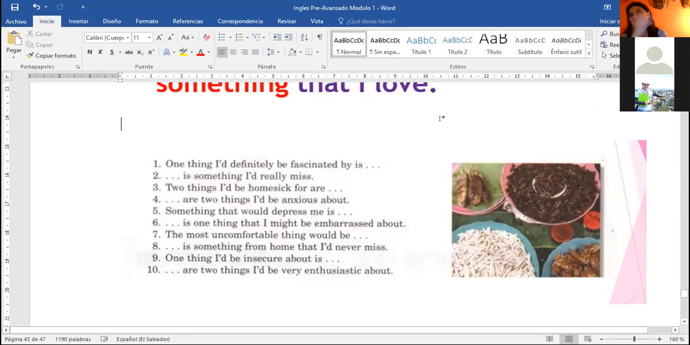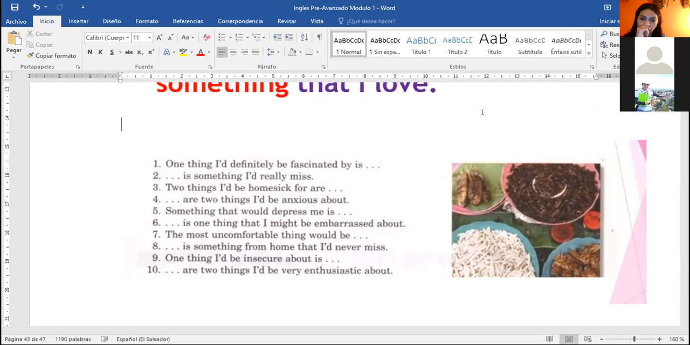Anita, ignoremos a él, ¿verdad? O sea que estas dos, las que íbamos a poner aquí en este caso, son sujetos, sí. ¿Verdad? Porque están antes del verbo to be. Exacto. Okay. Y el noun phrase que sería two things I would be anxious about, entonces es el noun phrase acting as an object. ¿Ya? All right. Okay.